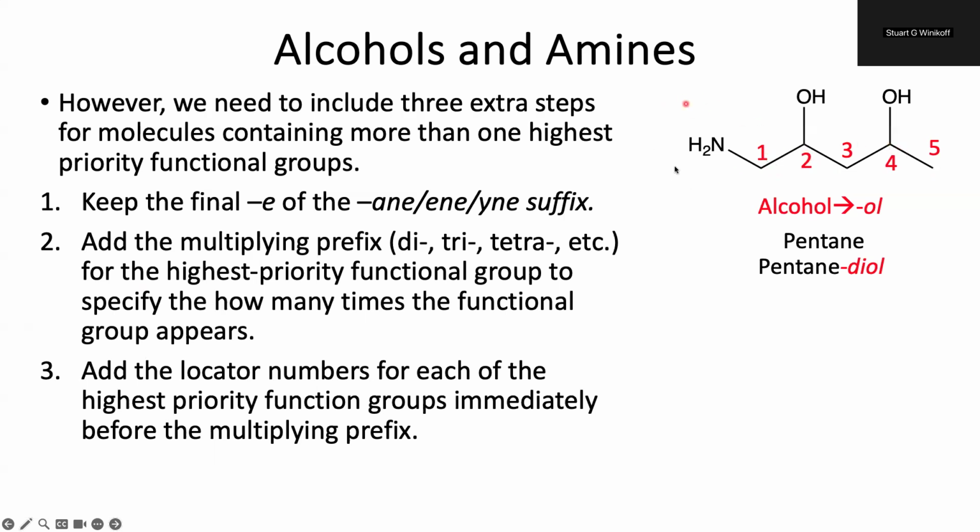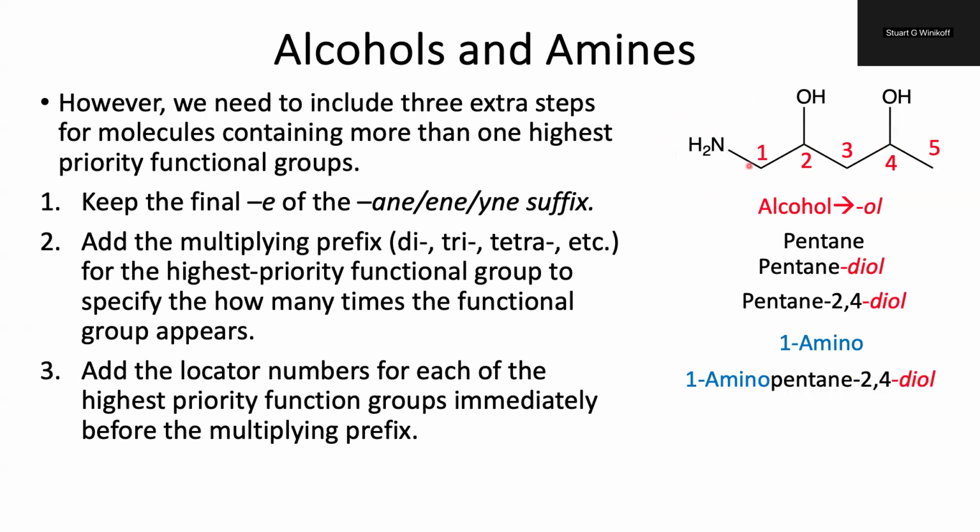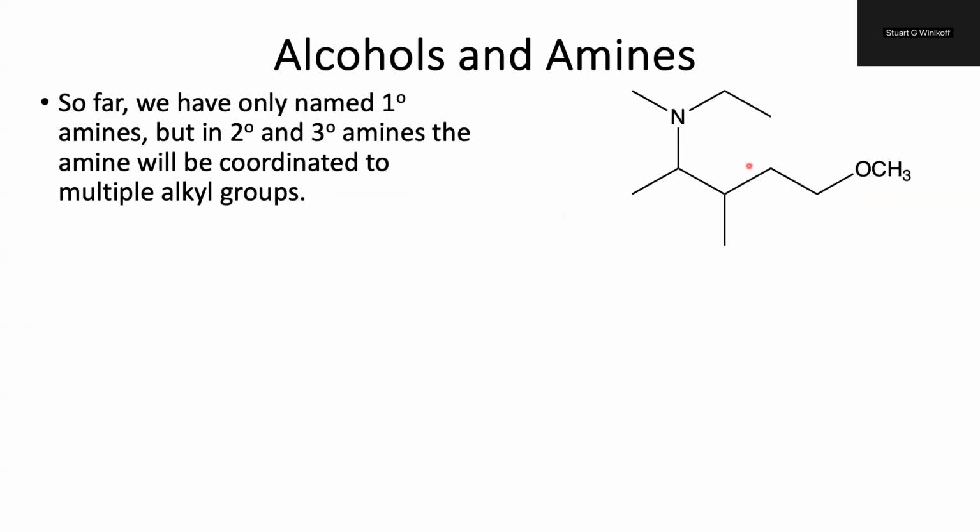So I'm going to minimize the numbering of that amino group. So this becomes a pentane-2,4-diol. And again, that amino is located at the 1 position. So bringing this all together, I have a 1-aminopentane-2,4-diol.